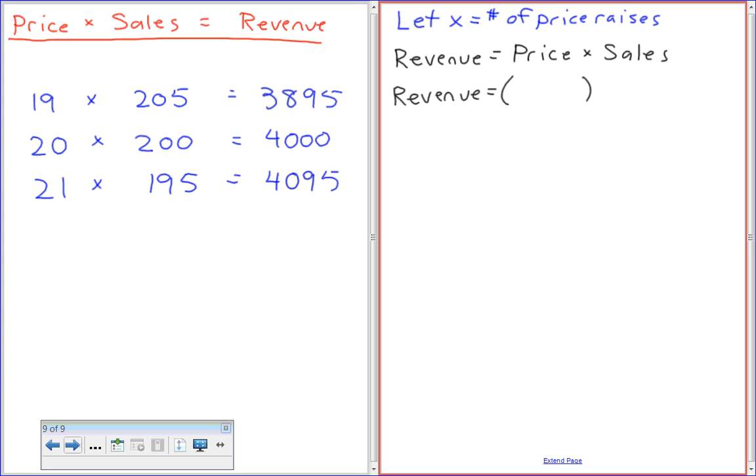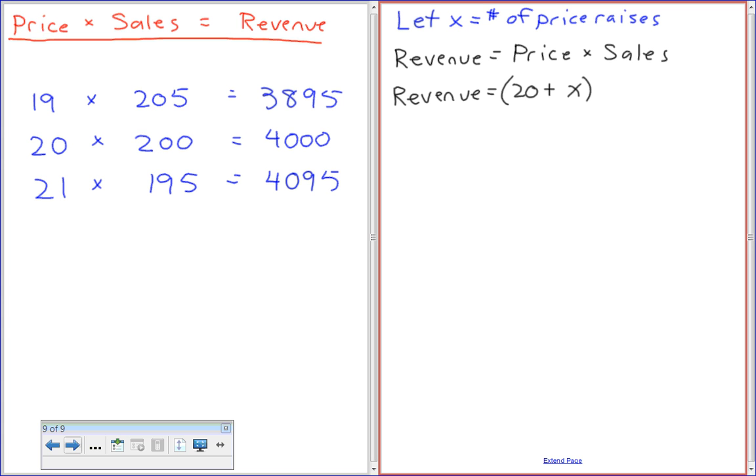Okay, now here's the hard part. Can somebody try and give me an expression for price? So let's say I raise the price once, up to 21. Say I raise the price 5 times, up to 25. How can I express that as an expression? Anybody? I'll help you with this one. You guys have to try on the second one. All I'm going to say is you're starting at 20, and then plus 1x, or plus x. Every time you go up $1, it's going to be plus 1.